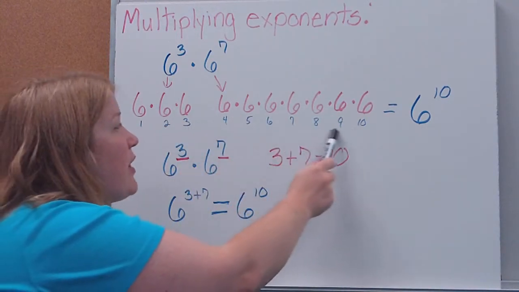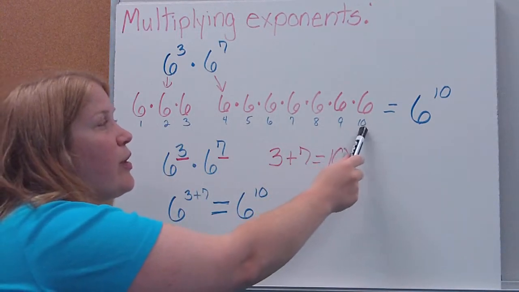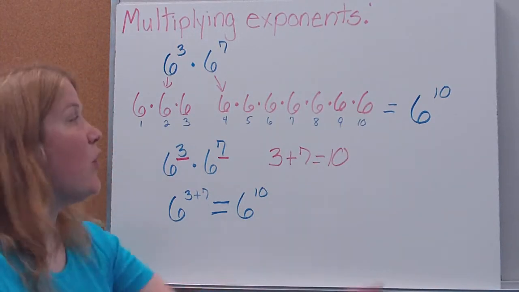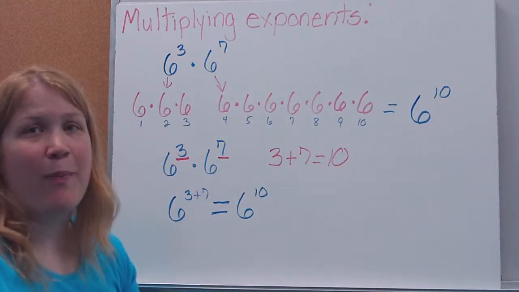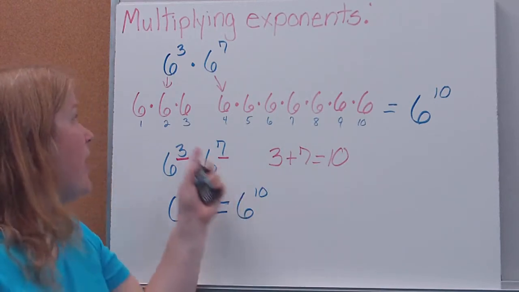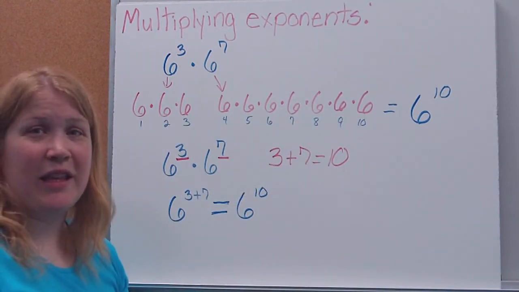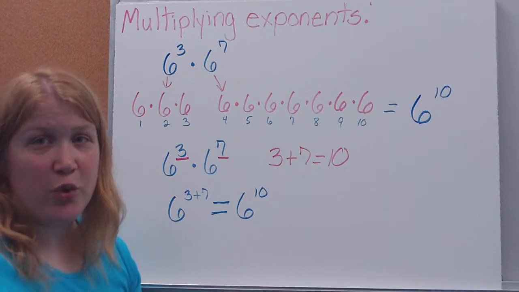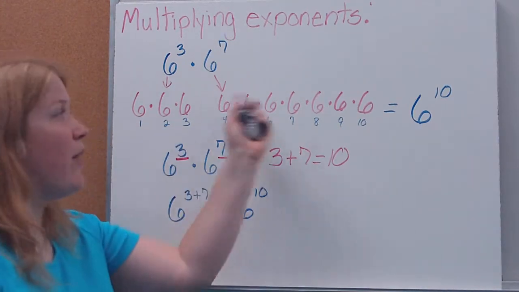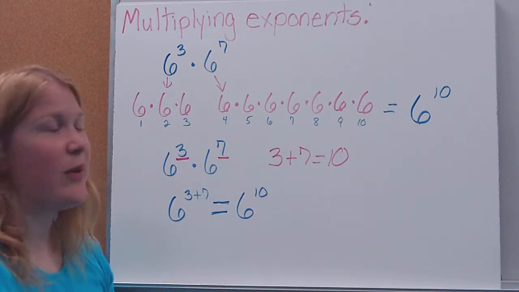Well, now that I've written them all out and we count them up, I have 10 6's, or 6 to the 10th power. Now, this is a very long and lengthy way to do it, which is why I'm giving you the shortcut rule, which makes it a lot easier. Nobody wants to write all of this out every time they do it.